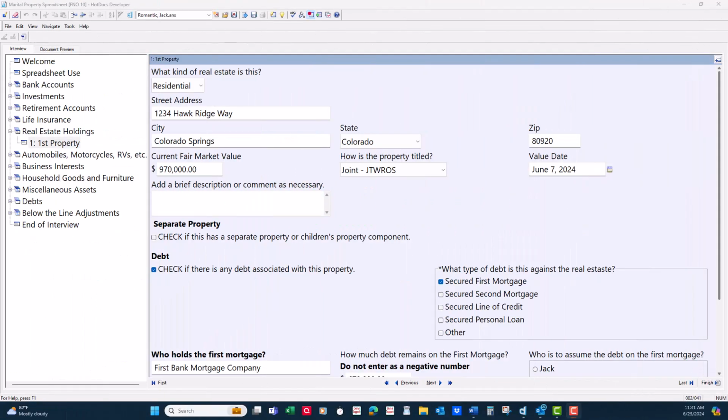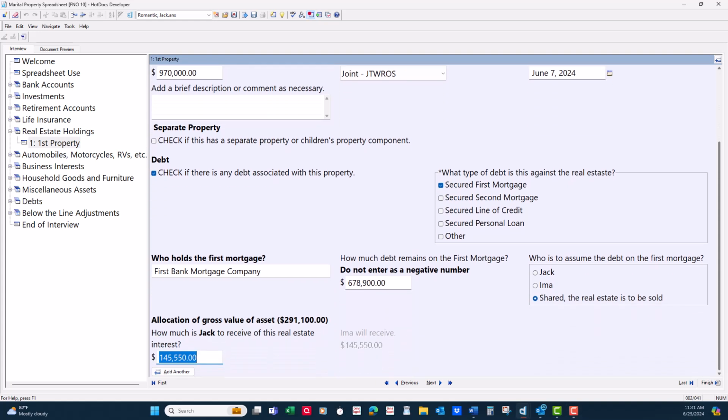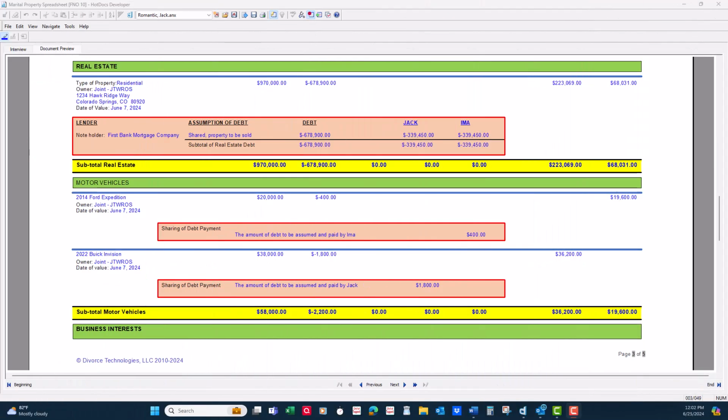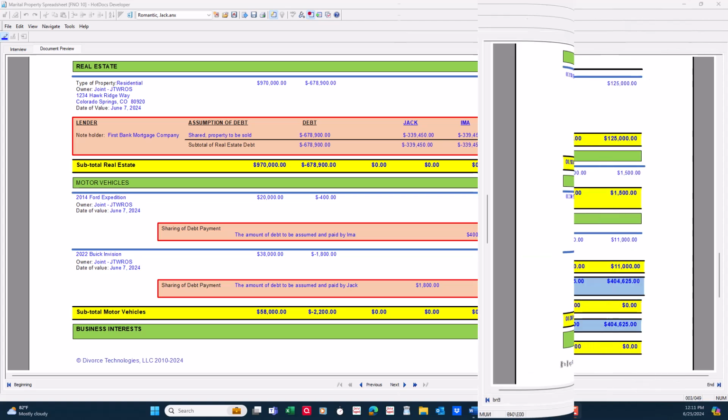In the real estate holdings dialog, we can reduce Suzanne's share of the marital home from $145,550 to $73,031 by changing the entry for Jack and increasing his amount by $77,519 to $223,069. If we now preview the spreadsheet, we can see Suzanne's entry on the marital home is now $68,031, and the equalization payment is $0.